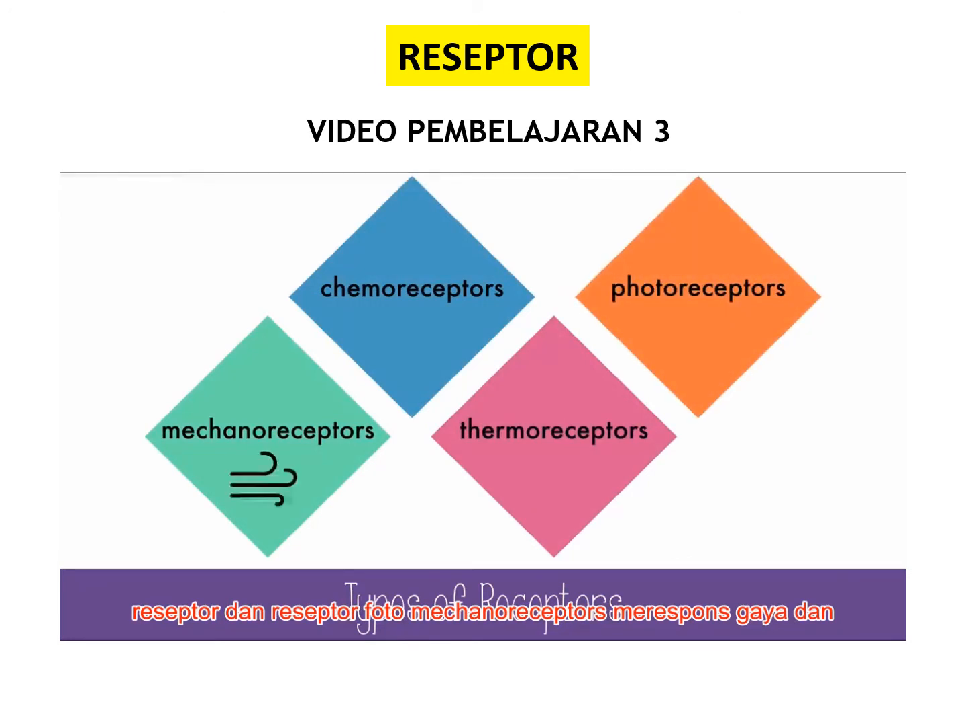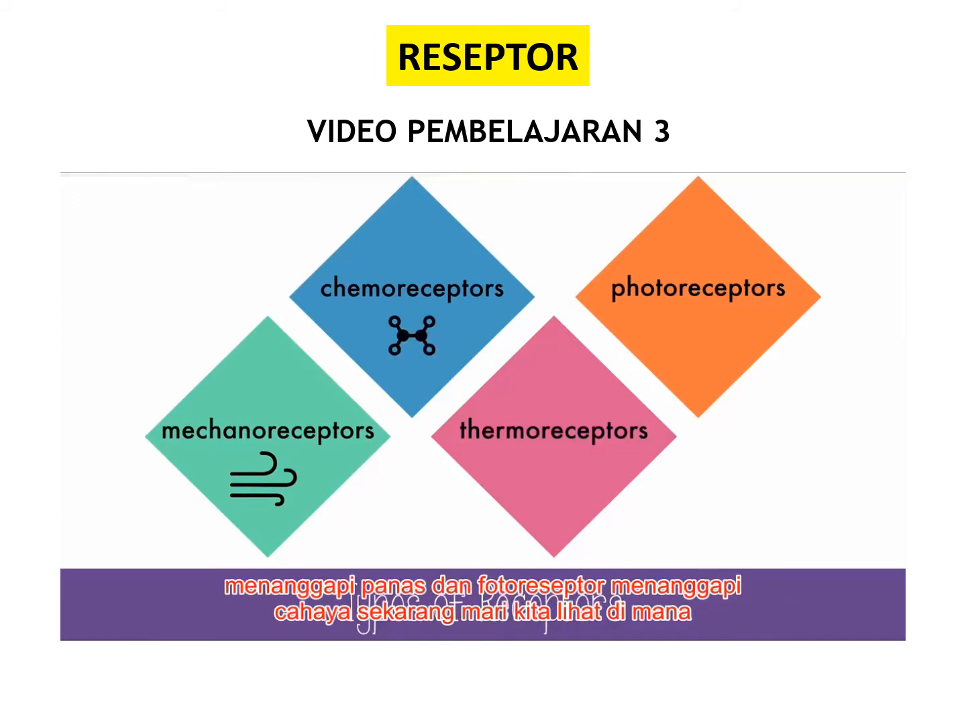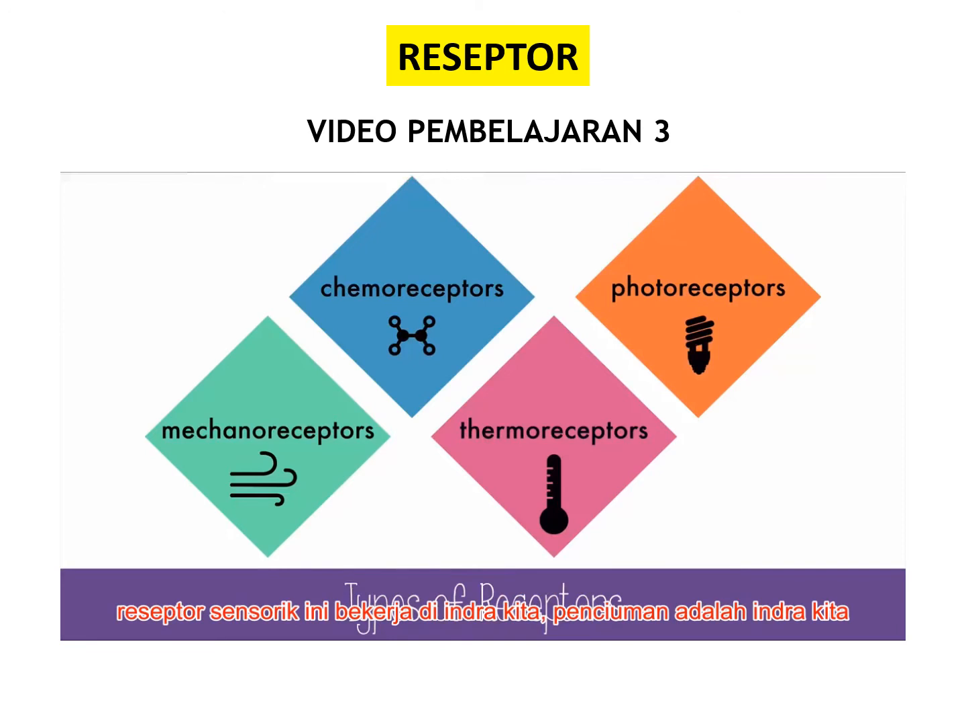Mechanoreceptors respond to forces and movements. Chemoreceptors respond to chemical substances. Thermoreceptors respond to heat, and photoreceptors respond to light. Now let's see where these sensory receptors are put to work in our senses.